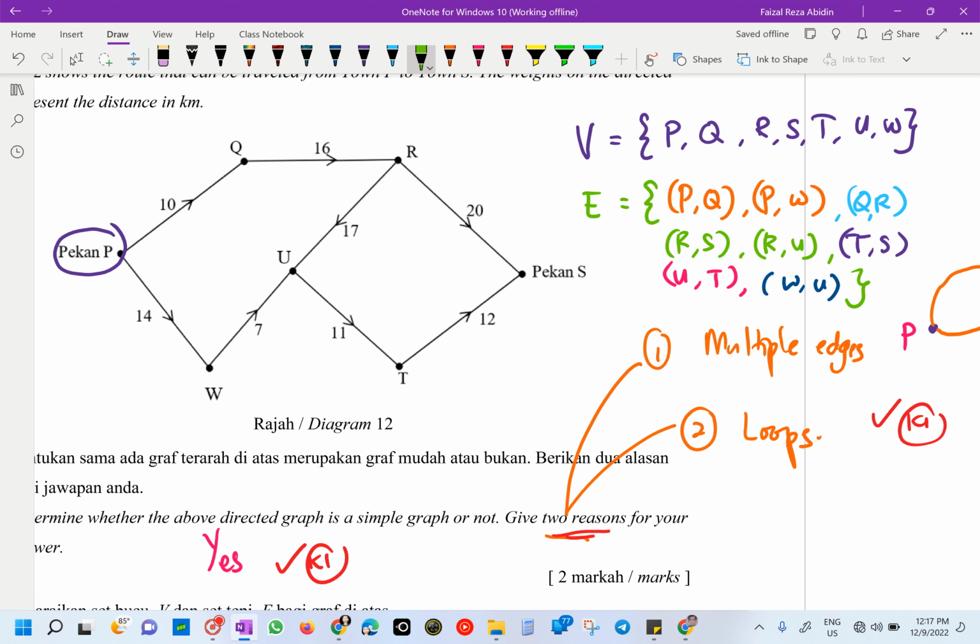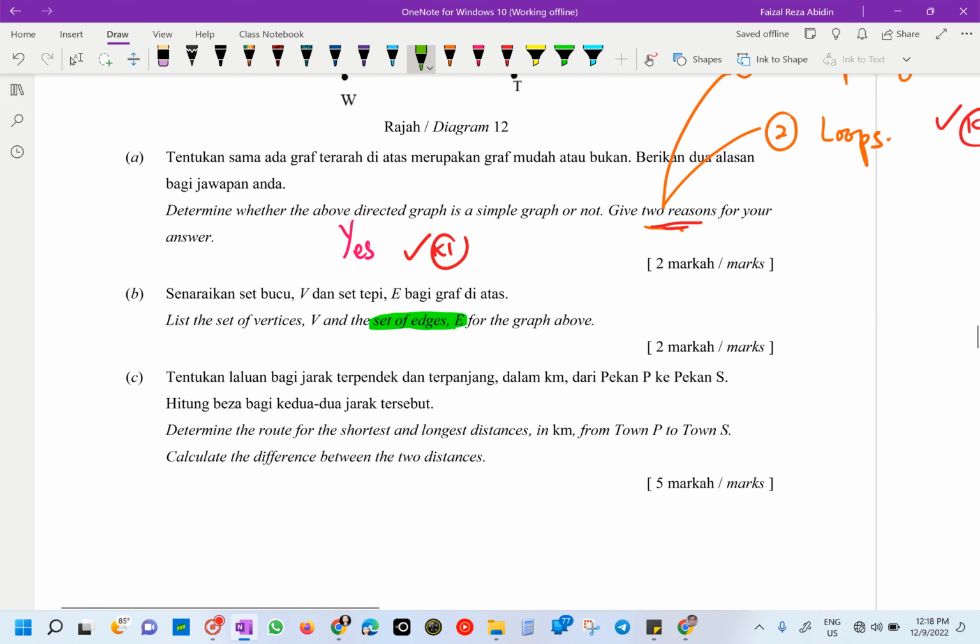Cikgu, kalau tertinggal satu dapat markah tak? Sorry. Only 1 mark given over here for each of our sets here. Set for the vertices and set for the edges. Can, class? Can. Next question.